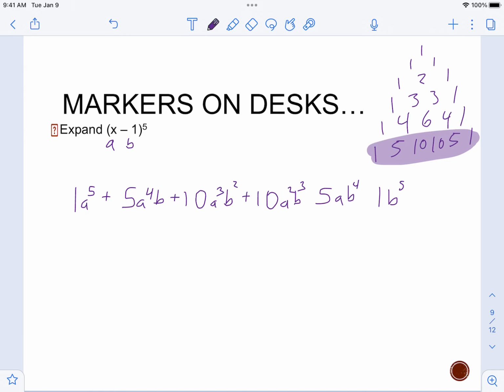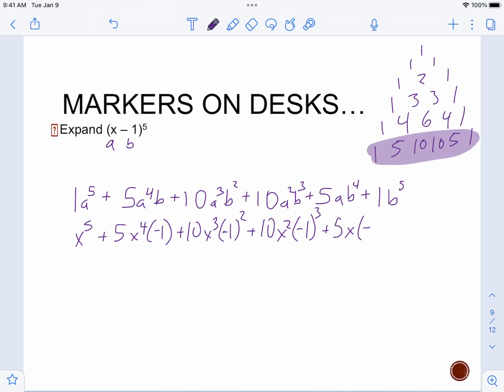All right, so now we can take those letters, the a's and b's, and replace them with x's and -1s. So this is going to be x to the fifth plus 5x to the fourth times -1 plus 10x cubed times -1 squared plus 10x squared times -1 cubed plus 5x times -1 to the fourth plus -1 to the fifth.